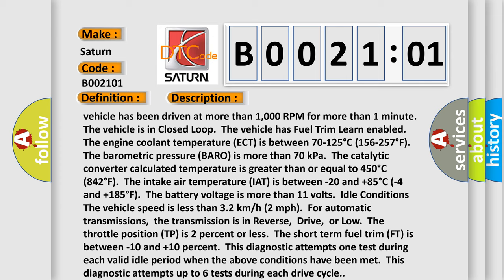This diagnostic error occurs most often in these cases. The ECM has determined the catalyst efficiency has degraded below a calibrated threshold. This diagnostic may conclude in one test attempt. However, this diagnostic may require as many as 18 test attempts, which would require at least 3 drive cycles. Each test attempt may conclude within approximately 1 minute.